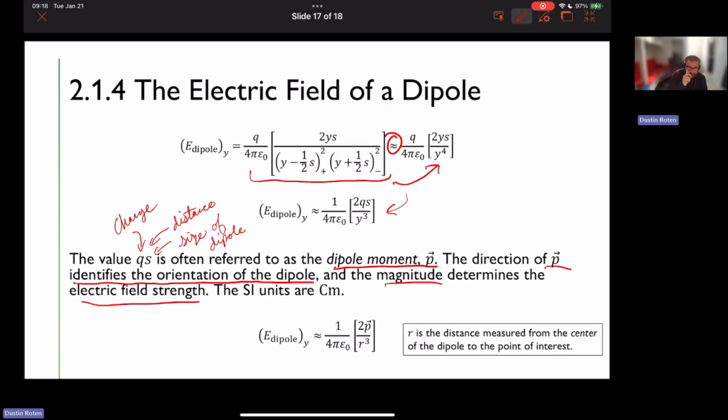The SI units, as you can tell, are coulomb meters. So if we replace the qs for the dipole moment, this would be the electric field of a dipole. And of course, r is the distance measured from the center of the dipole to the point of interest. So we're changing our notation from that previous example by just a little bit. I just wanted to give you this equation for the electric field of a dipole. Feel free to go back, and I encourage you to go through the math and fill in those steps along the way.